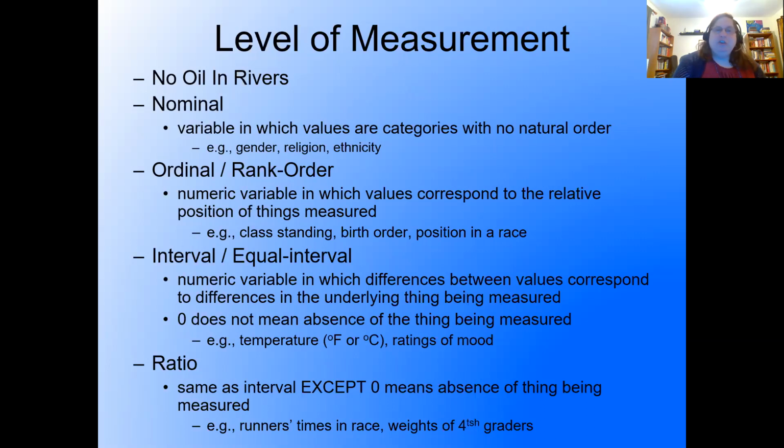Next, now we're going to talk about all these quantitative or numeric variables that we're breaking down into 3 other categories. So the first of these 3 categories is ordinal or rank order. This is a numeric variable in which values correspond to the relative position of things being measured. Class standing, you're first in your class, you're 50th, you're 100th. Birth order, you're first, you're second, you're third. Or position in a race, you're first, or 100th, or 1000th.